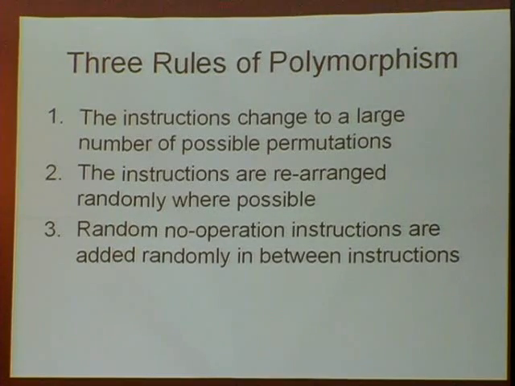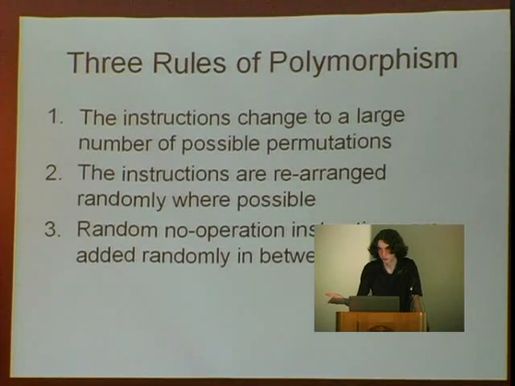The second rule is that the instructions in the encoder, or whatever the code is that you're polymorphing, are rearranged randomly when possible. So if you're using two different registers and they don't depend on each other, you can switch the code around without actually modifying the program. For example, if you clear ECX and then you clear EAX, you can do that in any order in your code. But if you clear ECX and then move a value into it, you obviously can't just switch that around. So basically, you just have to rearrange the instructions in your code into as many possible permutations as possible.